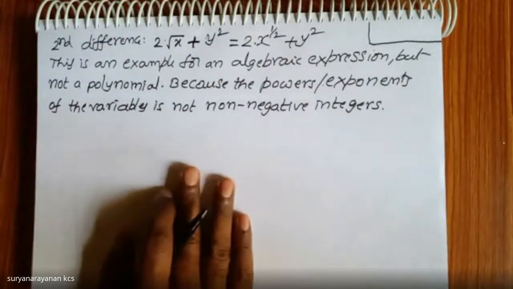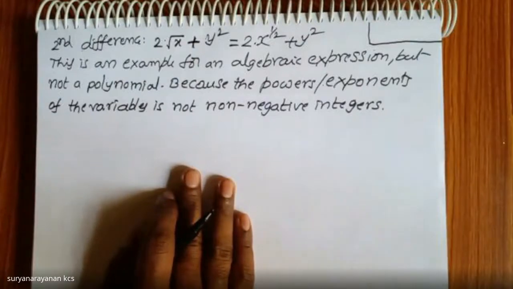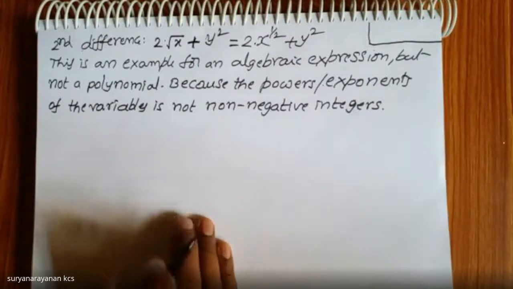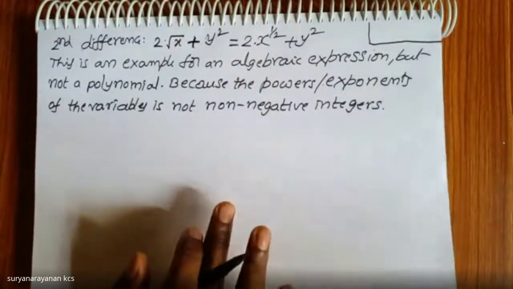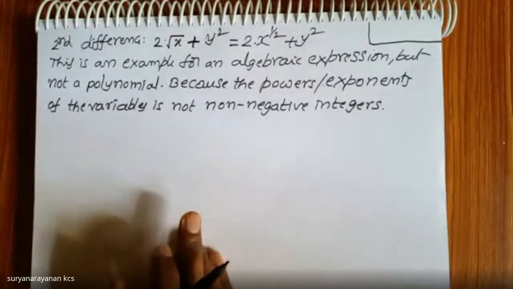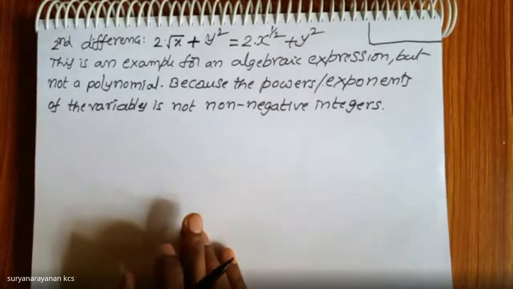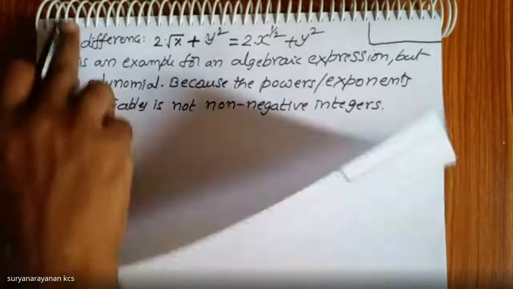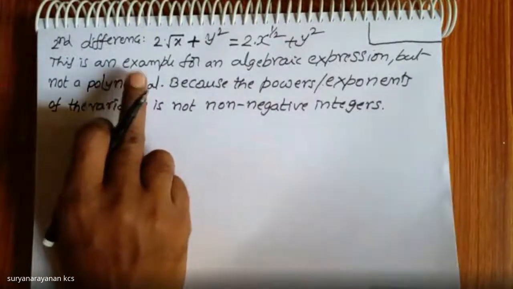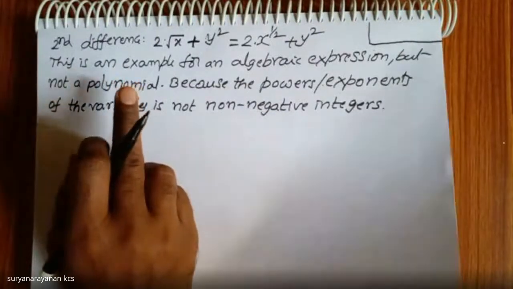You have to identify which mathematical sentences are algebraic expressions and which are polynomials. Okay, my dear children, understood this difference? You have to understand these two differences. Okay.